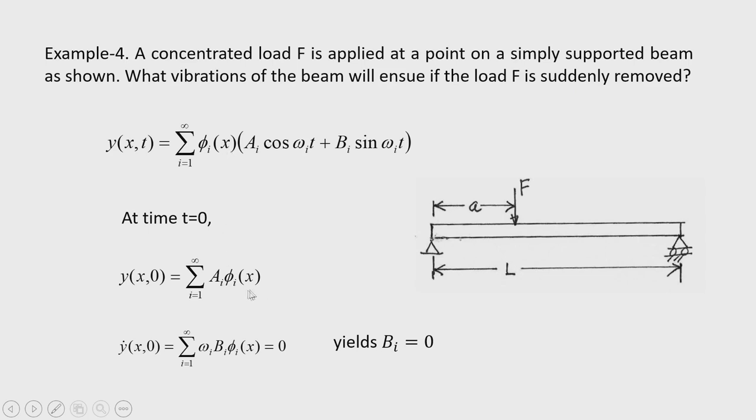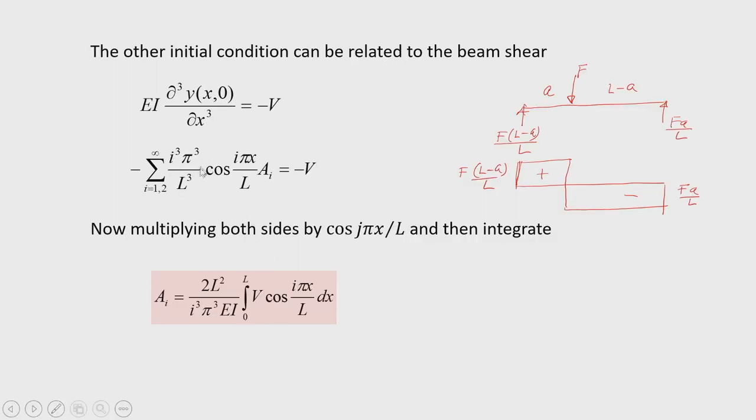You can see then phi i(x) is also known to us as a sine function. So after differentiation three times, we are getting minus the summation i equal to 1 to 2, 1 to infinity, that means the summation has to be extended for an infinite number of terms, into i cube pi cube divided by L cube. So summation i equal to 1 to infinity, i cube pi cube divided by L cube cos(i pi x/L) A_i equal to minus V.